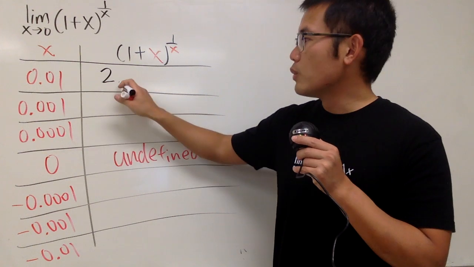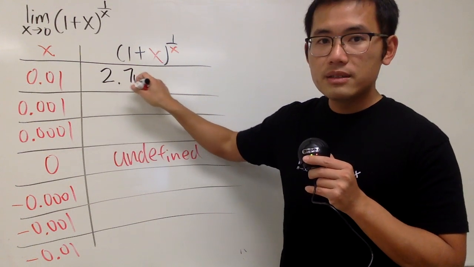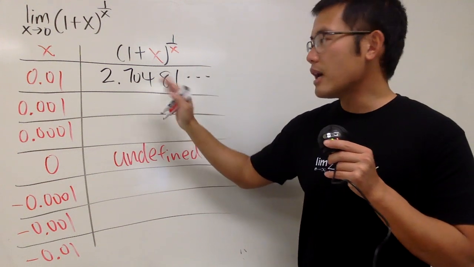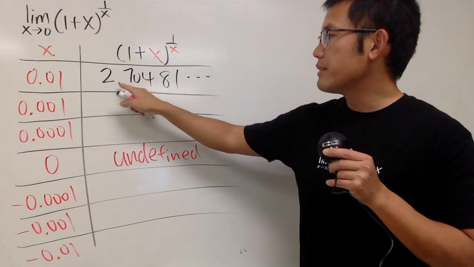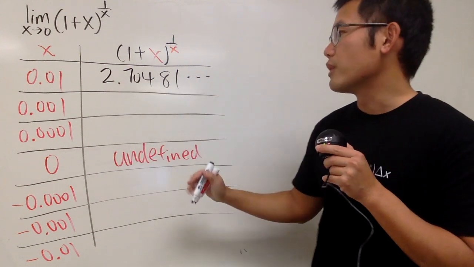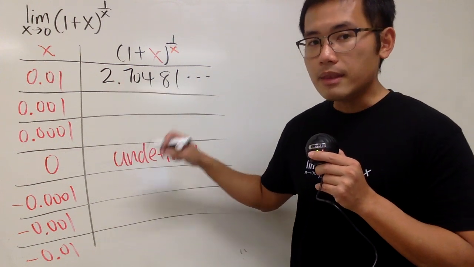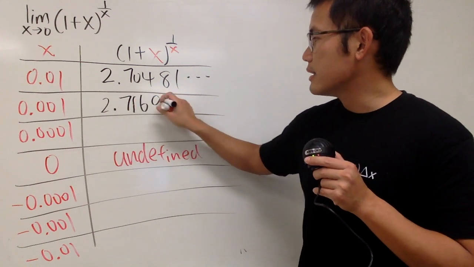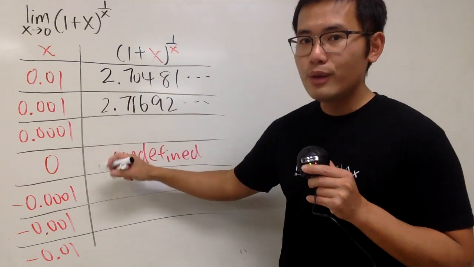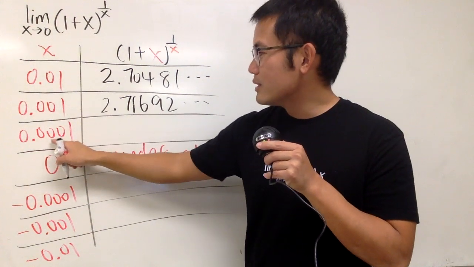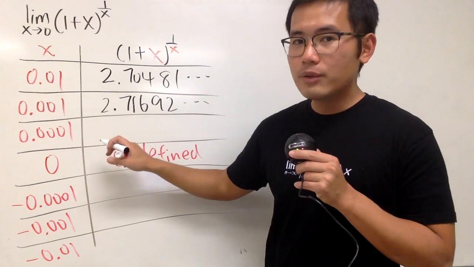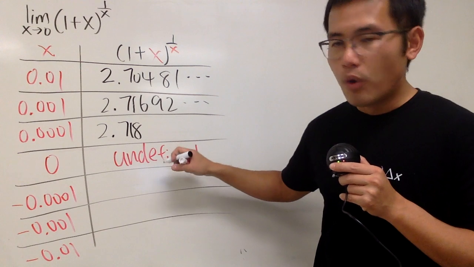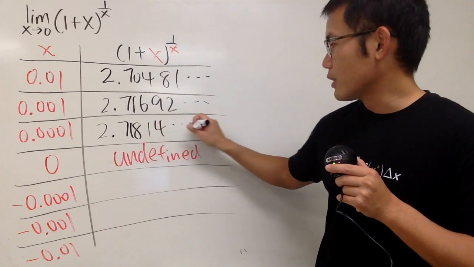So here are the answers. When x is 0.01, we get 2.70481 and so on. I'm just writing down the first 5 digits after the decimal point, and of course we have a 2 in front of that. Next, we have 2.71692, and then when x is 0.0001, we end up with 2.71814 and so on.